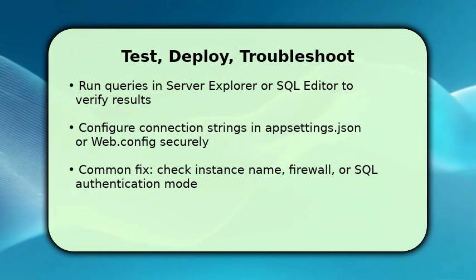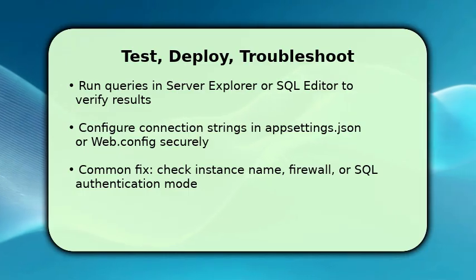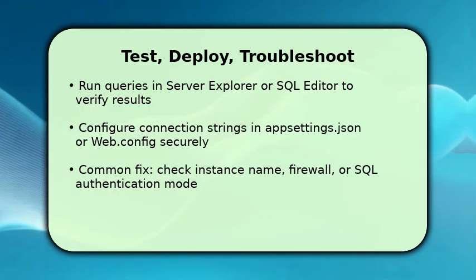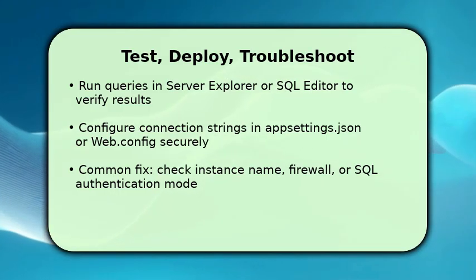Finish by testing. Run select queries in Server Explorer or use your application to query the database. Confirm expected rows and types. Once tests pass, update your app's connection string in appsettings.json or web.config, using integrated security or a secure credential store.